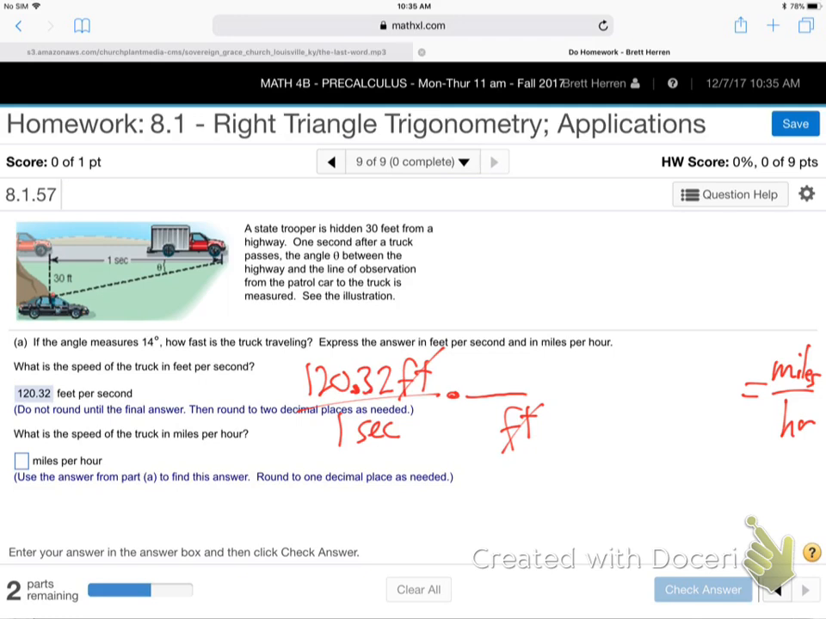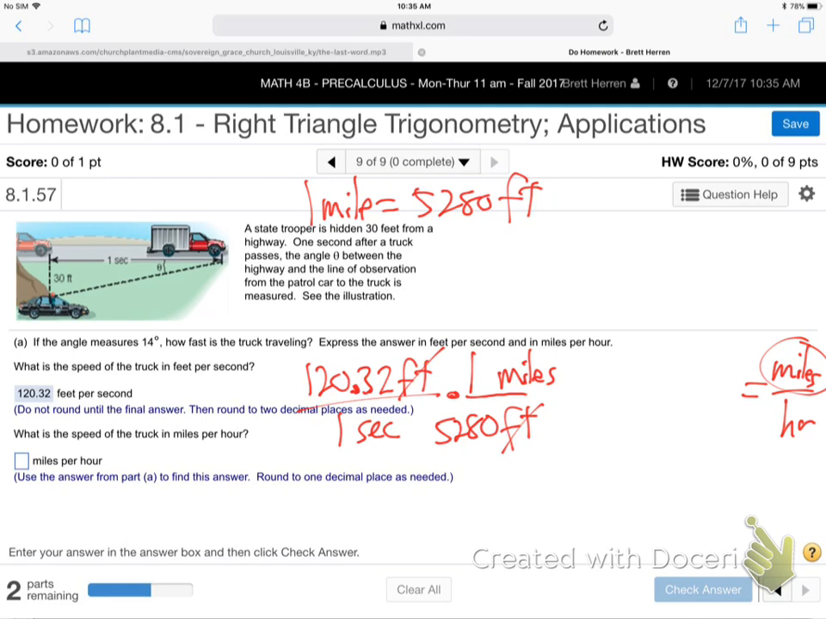Now, what do you want on the top? Well, miles. They want miles per hour. So put miles up here. Do you know a relationship between miles and feet? If you look it up on Google, you don't have to memorize this. 1 mile is 5,280 feet. I knew which way to put this because I wanted feet to cross cancel.